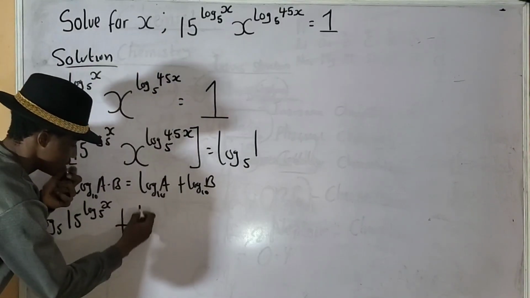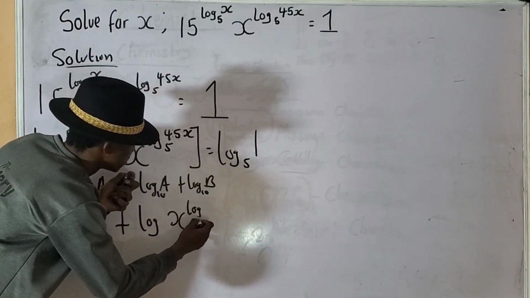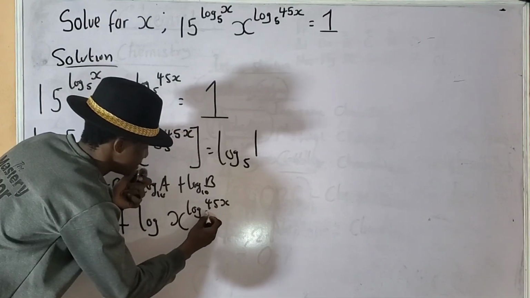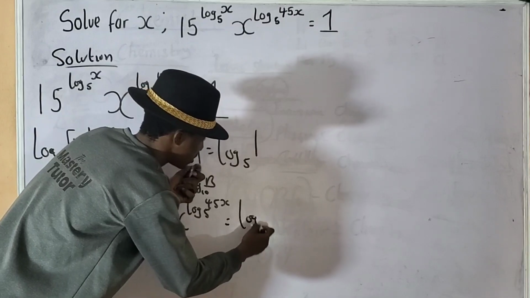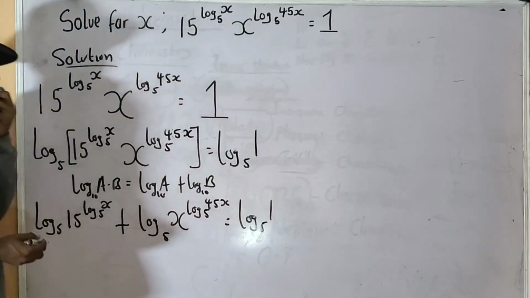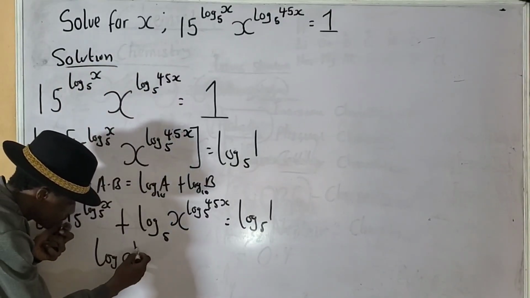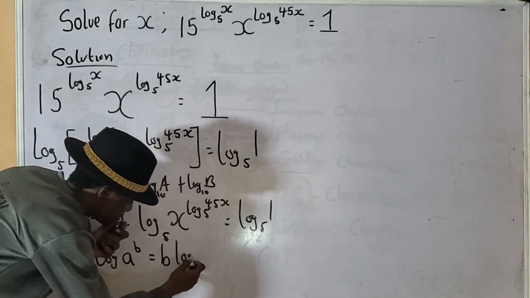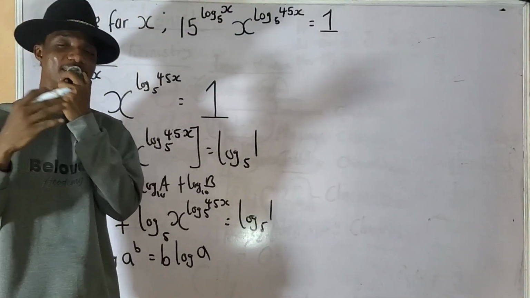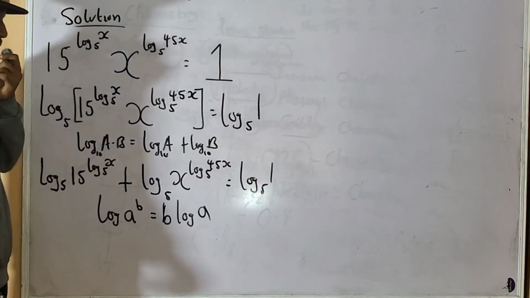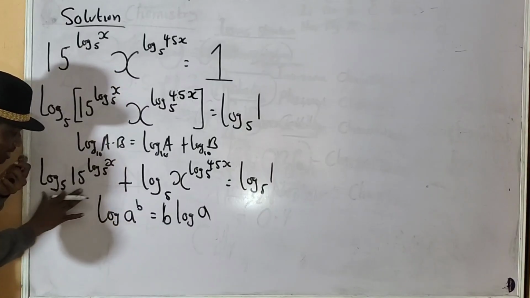I'm going to bring this here, putting in the logarithm. So log of x raised to the power of log 45x, and the base is 5 here, and the base a also is 5. This will be equal to log 1 base 5. Now the next step: do you know this law? Log a raised to the power of b will be equal to b multiplied by what? Log a. That is, the log of a power is the product of the power and the logarithm. So we are going to make use of the same law.